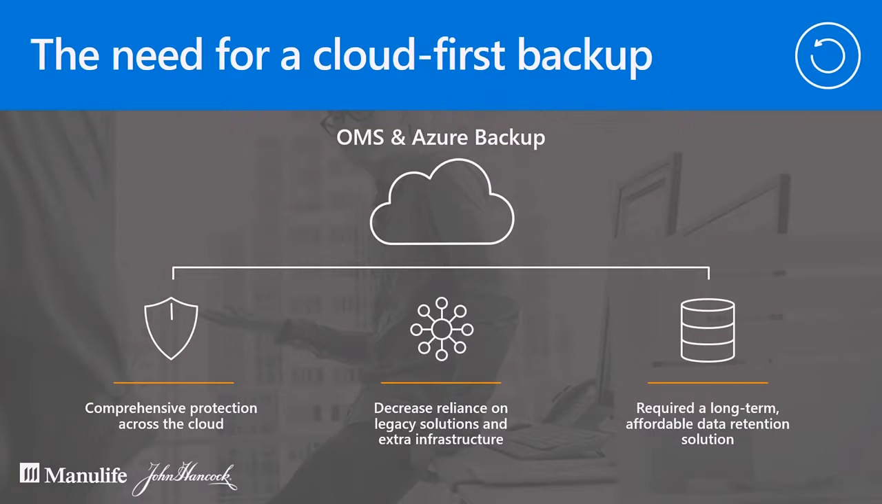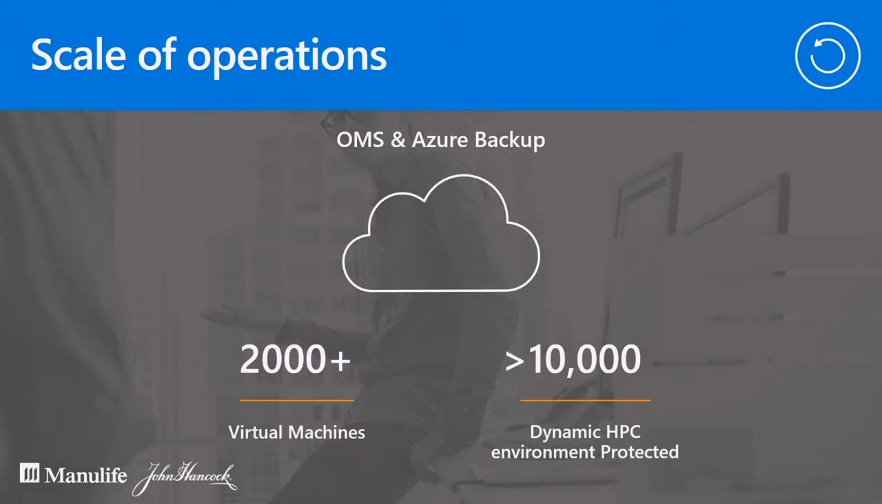So basically what they did was leverage Azure to protect their environment. They leveraged it because we had comprehensive protection across the cloud. Whether it be virtual machines, files, or components running in Azure, we gave them that capability. We also gave them the ability to decrease their reliance on existing infrastructure. So instead of deploying new resources, by an agent or by direct SaaS connection, we give them the ability to back up in Azure. And then we also provide them the ability to have long-term retention using Azure storage. With that, they were able to scale the operations and protect over 2,000 virtual machines at the moment, and over 10,000 high-performance computing clusters running in Azure.